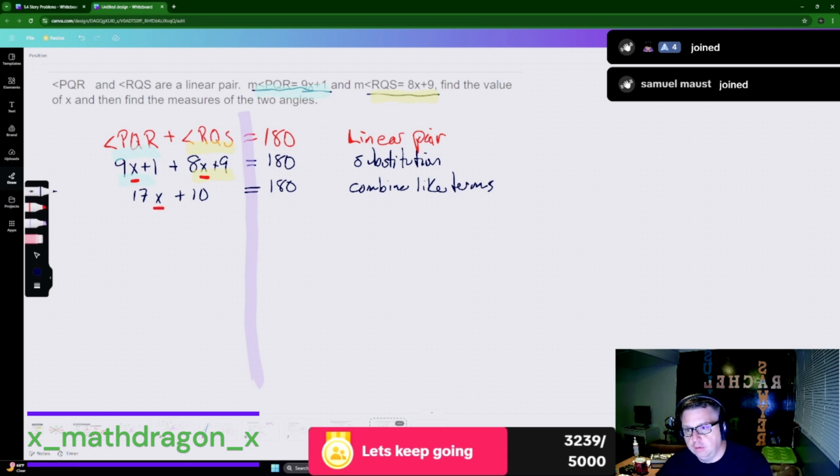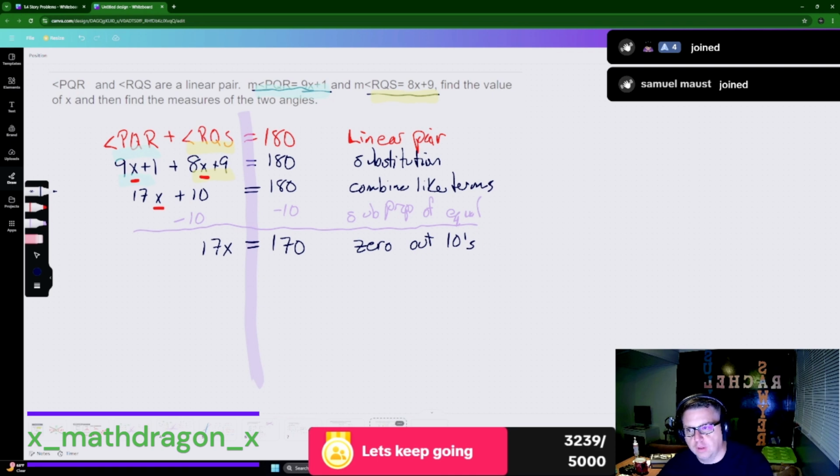Underline our variable again, and now we need to get rid of the 10 and the 17. We want to get rid of the 10 first, so I'm going to subtract 10 from both sides. You guessed it, subtraction property of equality. Okay. We'll be left with the 17x still. Equals still goes on the highlight, and then 180 minus 10 is 170. And we did that to zero out the 10s.